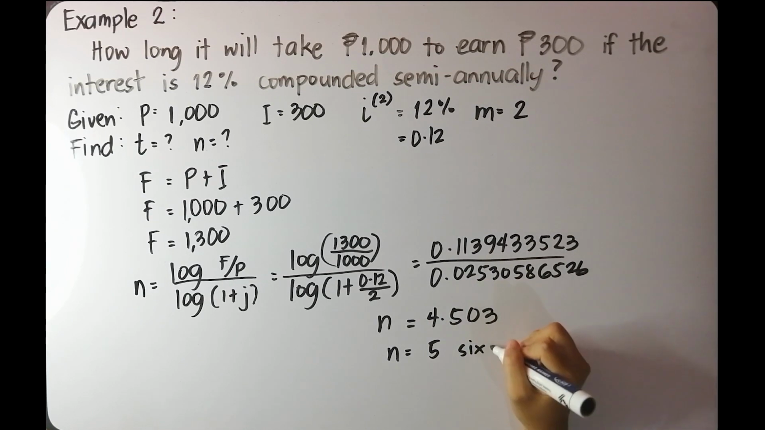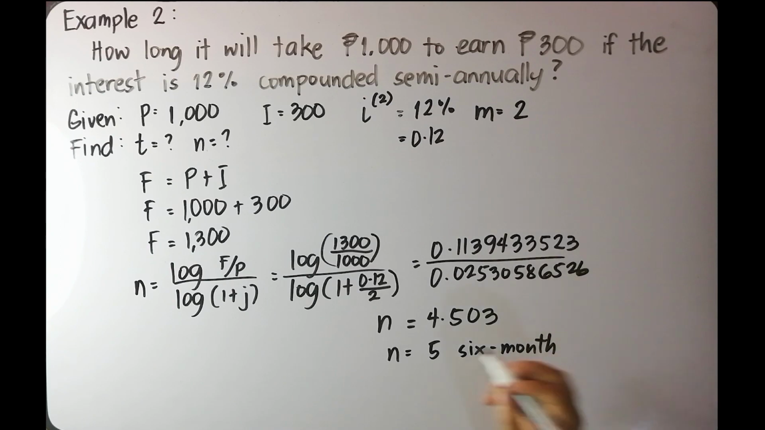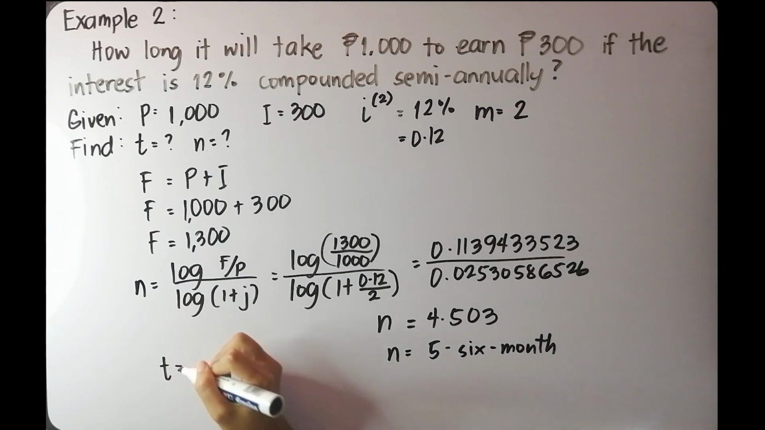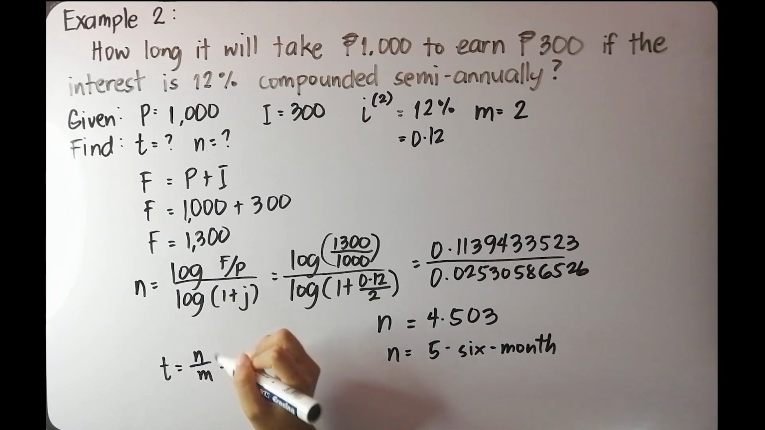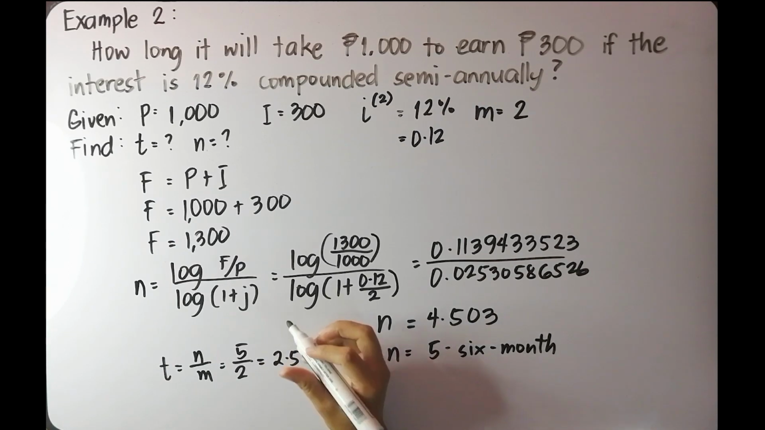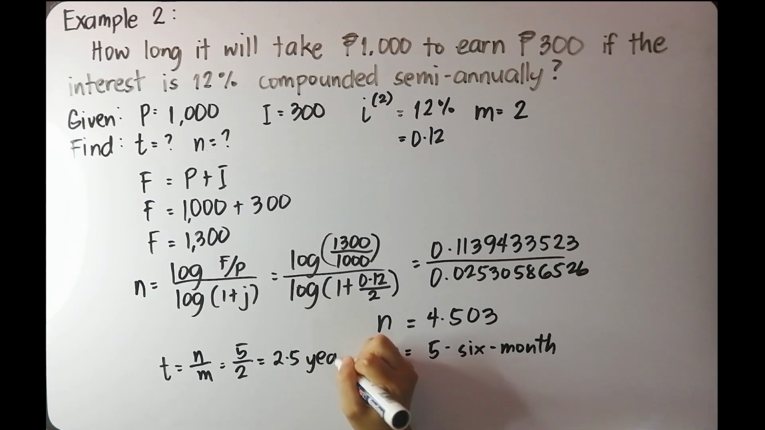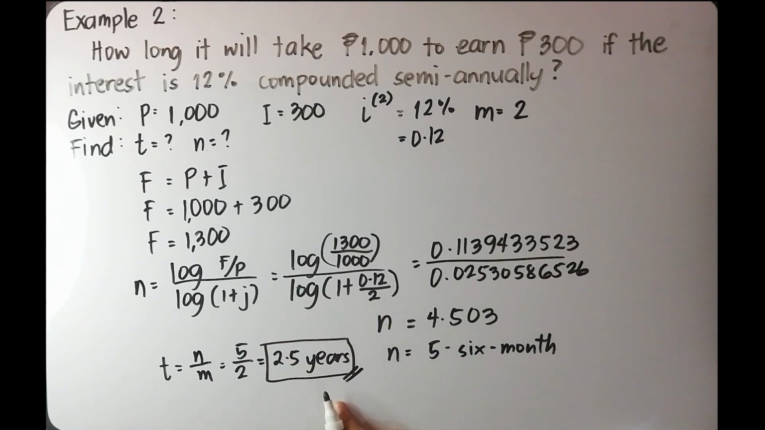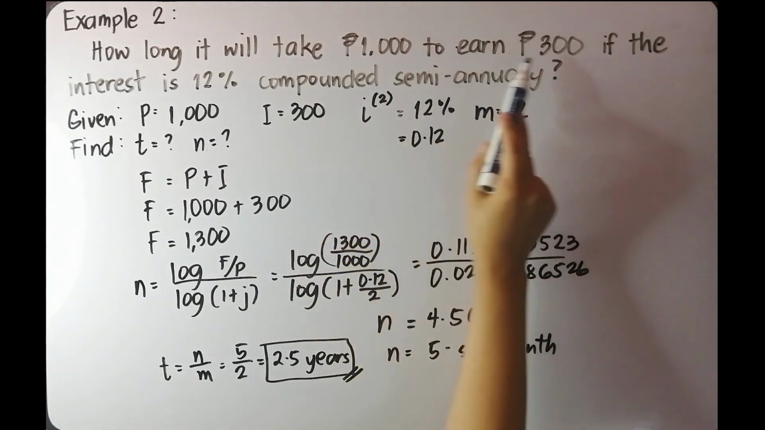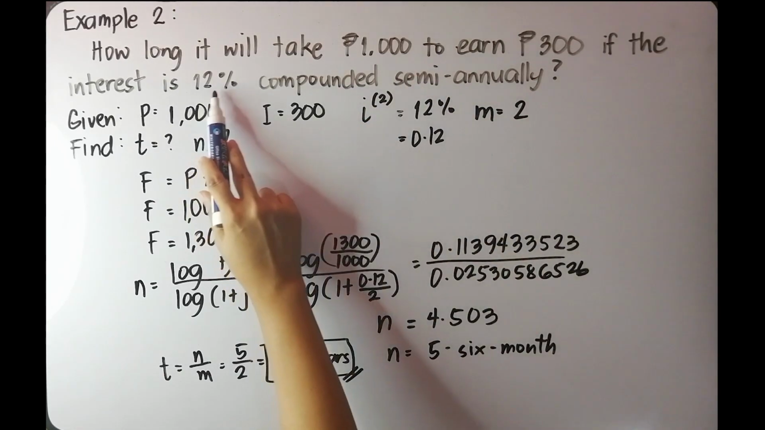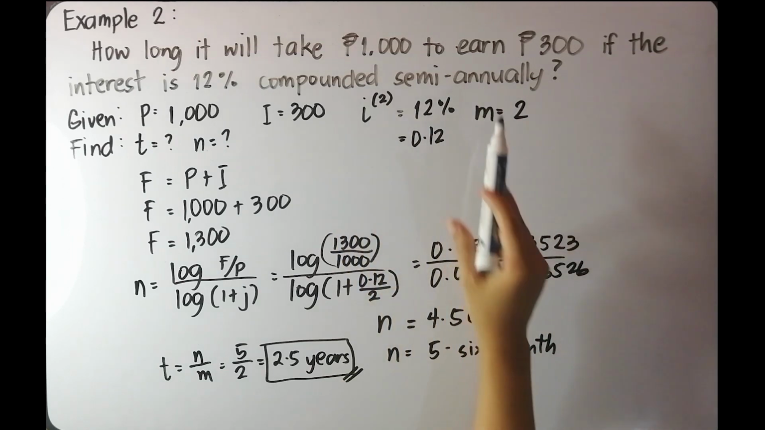Because it's semi-annually, we have a 6-month period. If we get our t here, we have n divided by m, so we have 5 divided by 2, we have 2.5 years. So this is the length of time it will take to earn the 300 pesos if you have a 1,000 pesos investment with an interest rate of 12% compounded semi-annually.